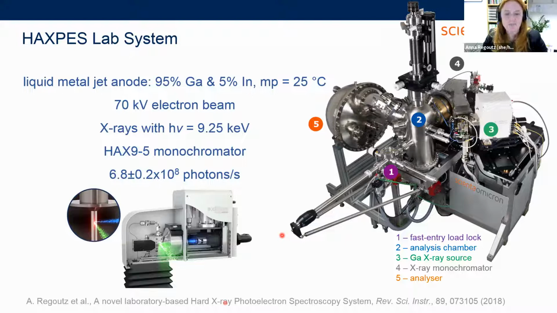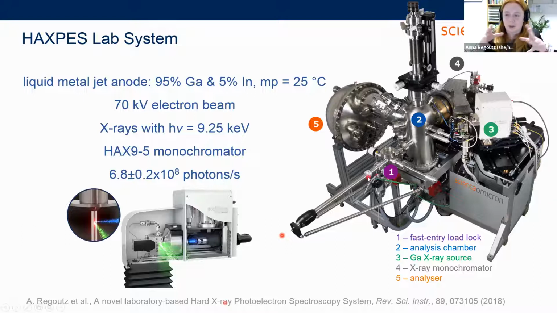And it's quite special because it uses a liquid metal jet anode. So instead of a solid metal that you create X-rays from, you have a liquid metal of liquid gallium with a bit of indium mixed in. And you can hit this with a really high energy electron beam to create very bright X-rays. And you can monochromate those X-rays. And in the end, you still have a photon flux that is more than sufficient to do HAXPES experiments in the lab. And on the right, that's the picture.